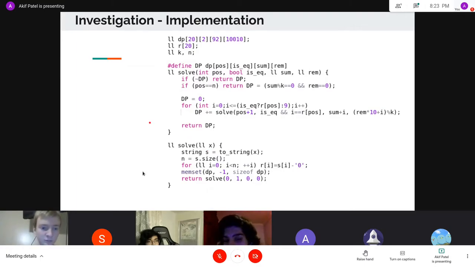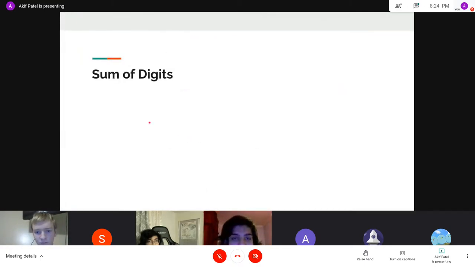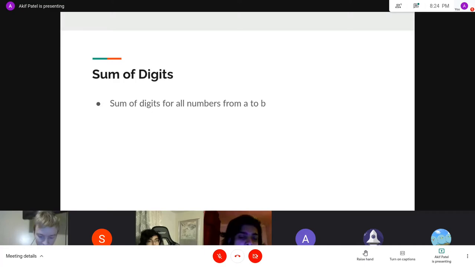Okay? Cool. Next problem. The next problem is called sum of digits. You want the sum of the digits for all numbers from A to B. Again, A and B here are up to 10 to the 9th, so really big. That's pretty much the entire problem, actually. You look at all numbers from A to B, you take their sum of digits, and then you sum that up also.